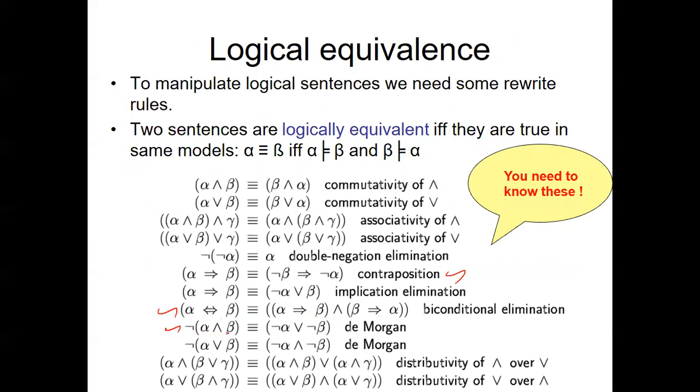And not of alpha and beta can be represented like this: not alpha or not beta. So when the not goes in, the and becomes or. And not of alpha or beta can be represented as not alpha and not beta. And this is the distribution of conjunction over disjunction. Alpha and beta or gamma is equivalent to alpha and beta or alpha and gamma. Similarly, alpha or beta and gamma is equivalent to alpha or beta and alpha or gamma.